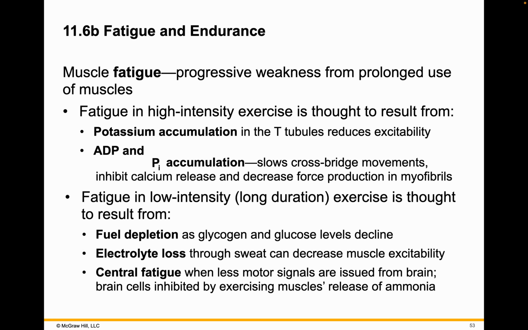Muscle fatigue is a progressive weakness from prolonged use of the muscles. Fatigue in high-intensity exercise is thought to result from potassium accumulation in the T tubules, and ADP and inorganic phosphate accumulation. Fatigue in low-intensity or long-duration exercise is thought to result from fuel depletion as we run out of glucose and glycogen, electrolyte loss through sweat, and central fatigue, where fewer motor signals are issued from the brain, inhibited by the exercising muscles' release of ammonia.